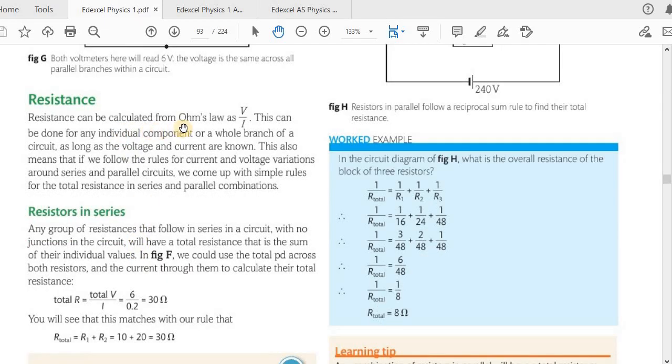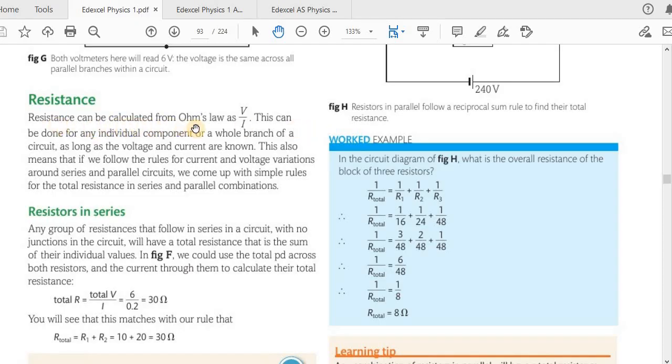Resistance can be calculated from Ohm's law. You have learned Ohm's law: R is equal to V over I. If you rearrange, it will be V equals IR. This is a very important equation, the Ohm's law equation. V equals IR, and when you rearrange, you get R equals V over I. So the voltage is proportional to the current, provided the resistance is constant.